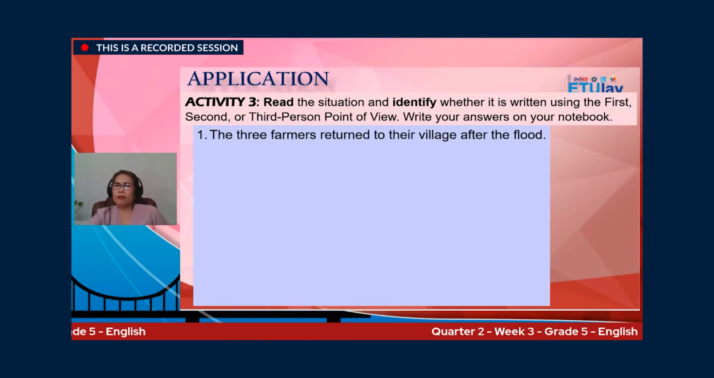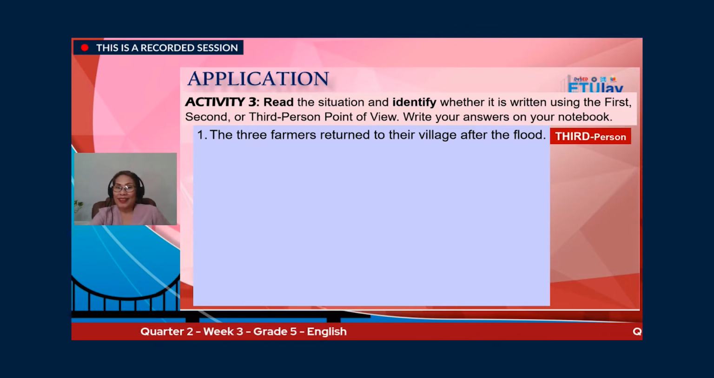So the first one, the three farmers returned to their village after the flood. What do you think is it? Is it in the first, second, or third person? You got it right. It's in the third person. Now let's have the second one.